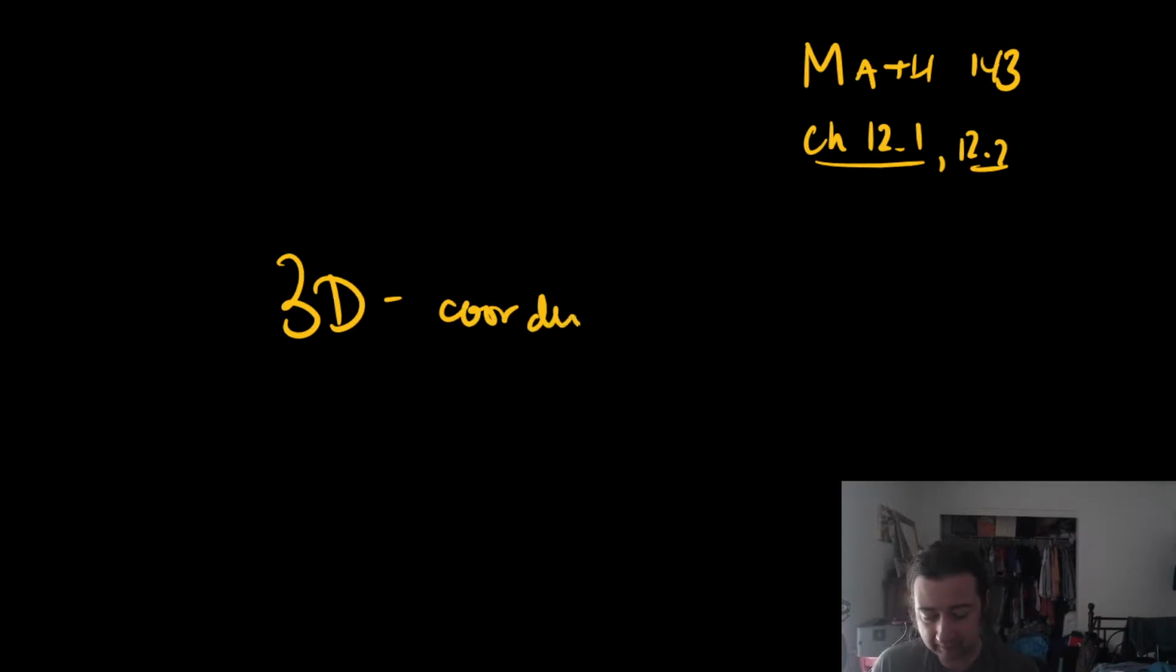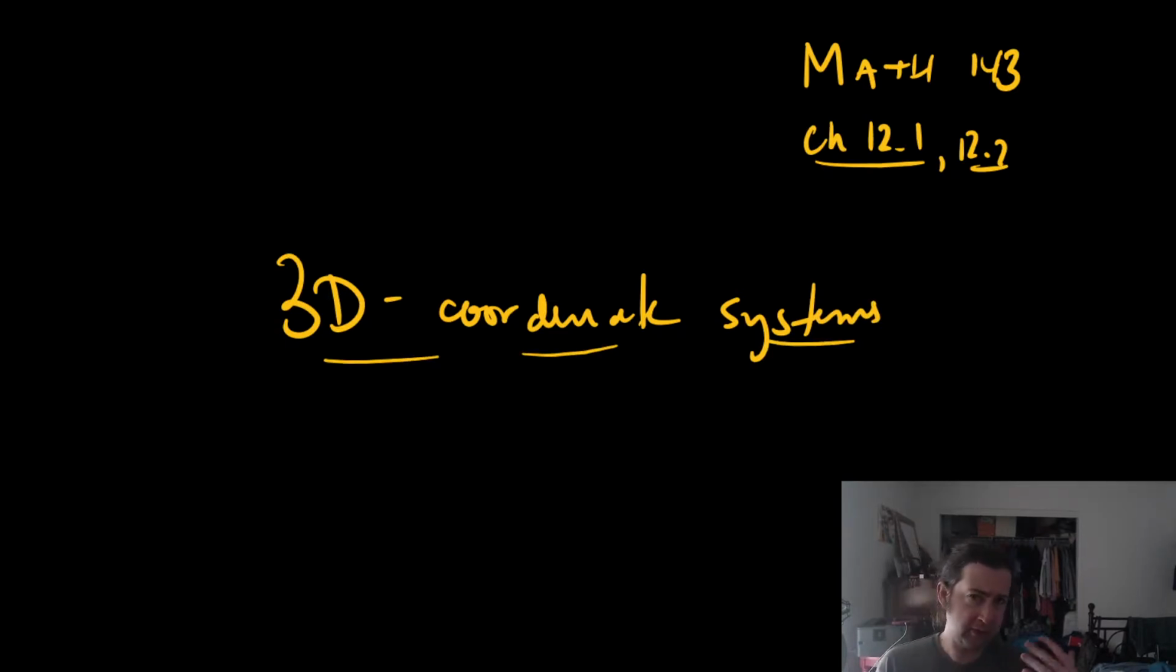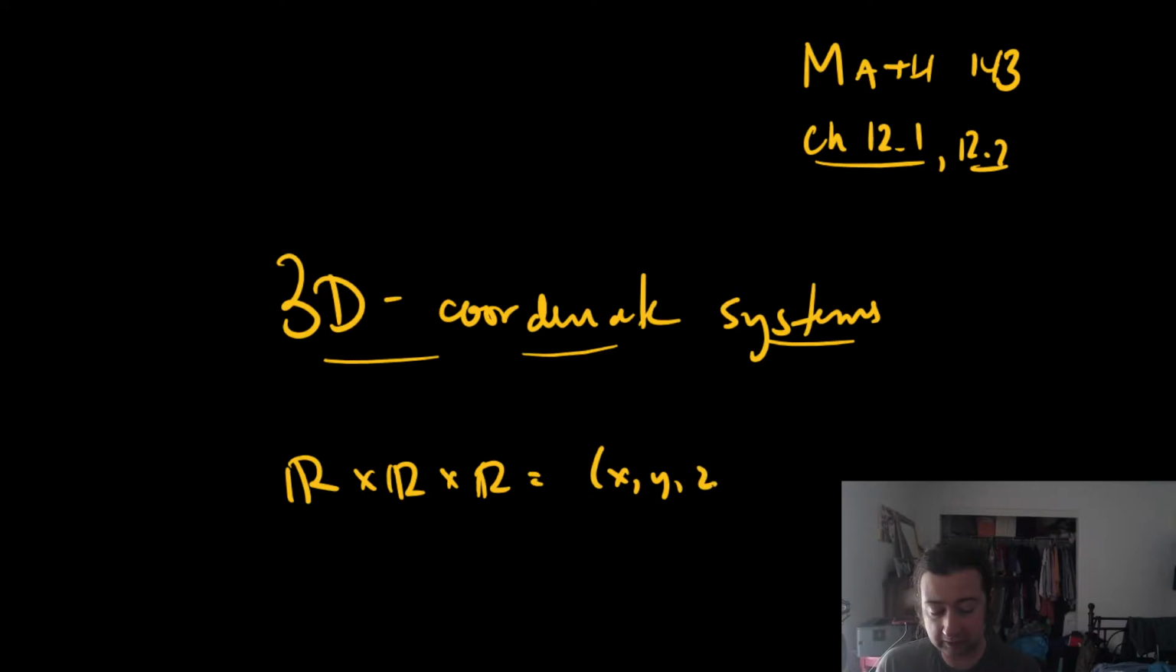So the first thing that we should point out is what exactly we're studying here, and that's 3D coordinate systems. And all I mean by a 3D coordinate system is a real line and another real line and another real line, which is just fancy mathematical notation for points that have the form x, y, z.